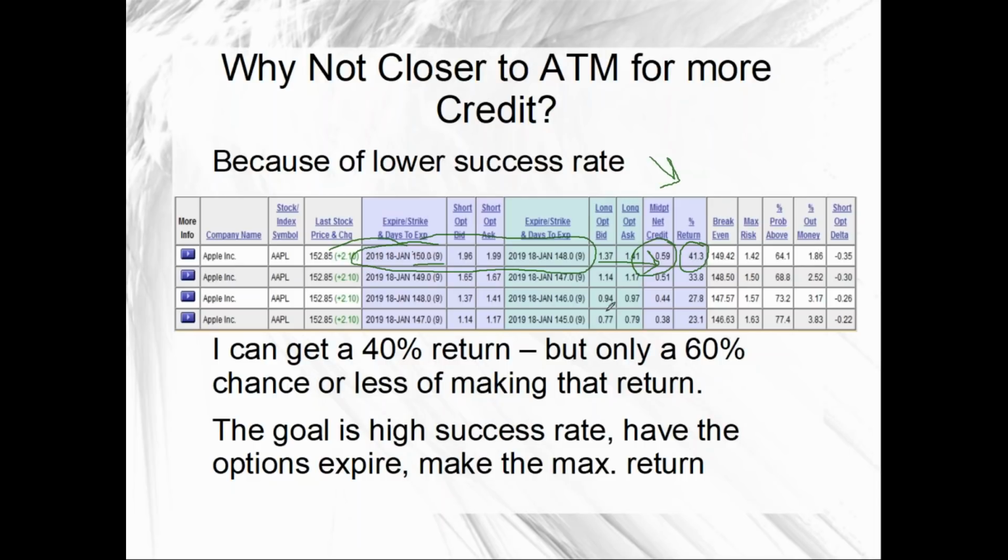I want to be in a position where I'm far enough out of the money that I'm looking again at that 75, 80, 85% probability or higher of success. The goal is to have a high success rate, to have both options expire and make the maximum return, with the combination, of course, of doing that as well.